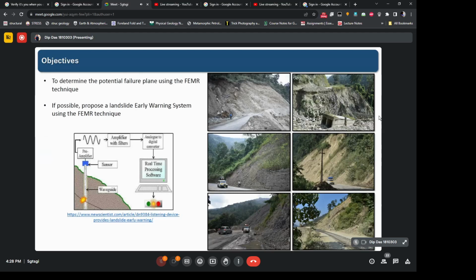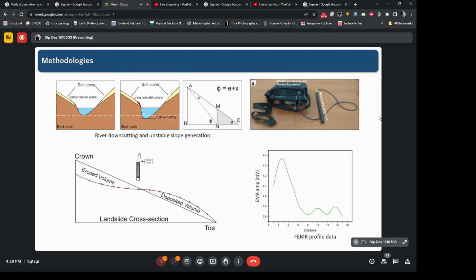The first objective was to determine the potential failure plane using the FEMR technique, and if possible, to propose a landslide early warning system using this same technique. So the basic hypothesis is here. If the area is actively down cutting, in that case, we will see steeper river banks, and a steep river bank will form some unstable material condition, and due to gravity this material may fail, or these slopes may fail either due to gravity or by introduction of water within the system during the monsoons.